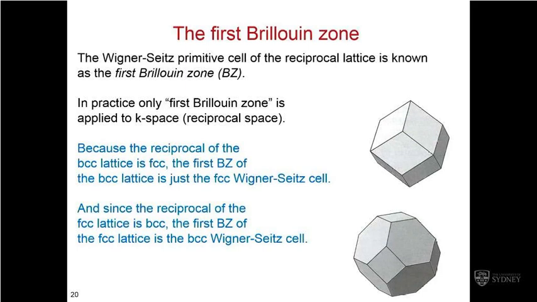Conversely, we know the reciprocal of the FCC is the BCC. So the first Brillouin zone of the FCC lattice is just the Wigner-Seitz cell of the BCC. And that is the first Brillouin zone. Hopefully that's not too confusing. So the first Brillouin zone is just like the Wigner-Seitz cell was in real space, except it's in reciprocal space.